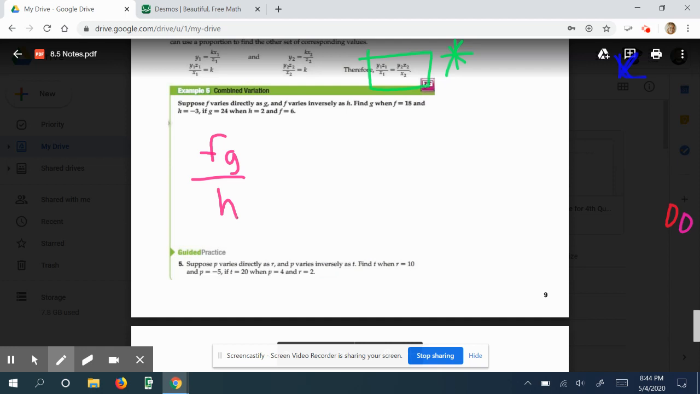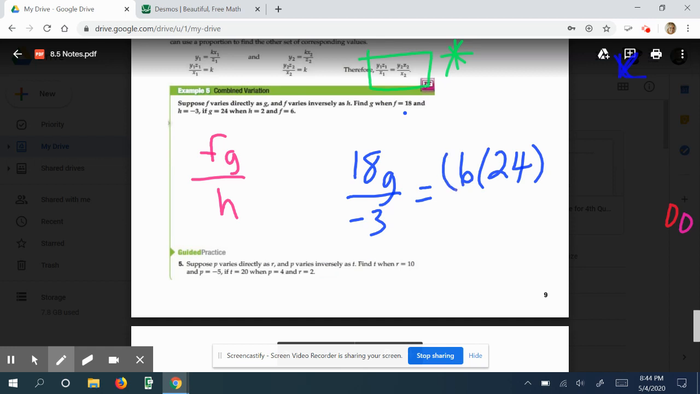Okay, so we don't know g in one of our examples. So I was going to say f is 18. So 18, we don't know g, over negative 3 is equal to, g is 24, right? We know that f is 6, and then the bottom, h is 2, right? So all we're going to do is we're just going to solve what we can. So in this case, 18 divided by negative 3 is negative 6g. And then 6 times 24 divided by 2. Well, 6 divided by 2 is just 3. And 3 times 24 is going to be 72.